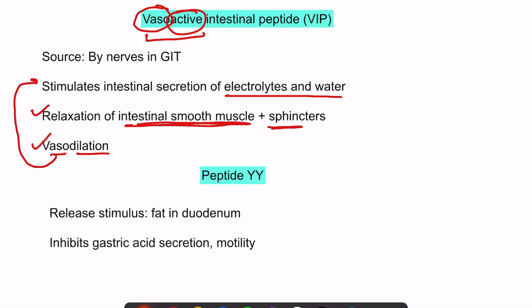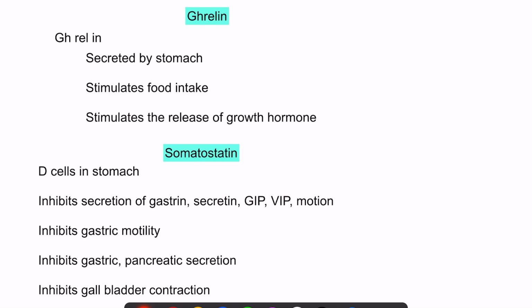Then peptide YY. The stimulus for its release is fat in duodenum, and peptide YY inhibits gastric acid secretion and motility. In fact, they consider peptide YY as the new gastric inhibitory peptide. So that name GIP, what they initially thought that the function is gastric inhibitory peptide, now they are moving it to peptide YY. The next hormone is ghrelin.